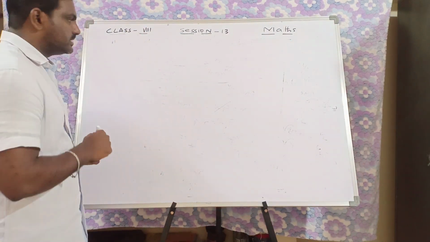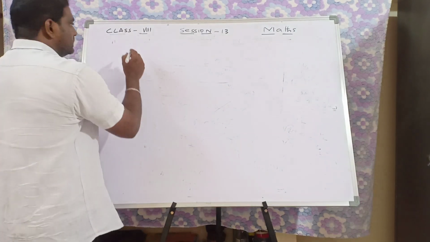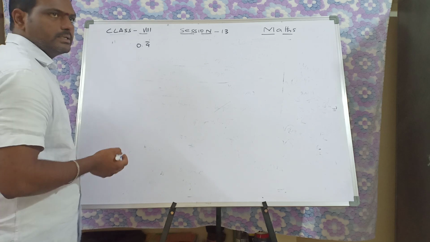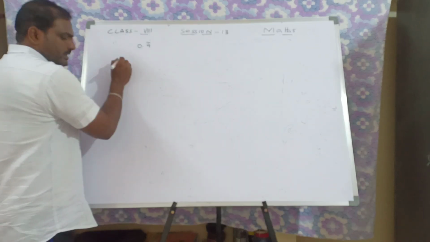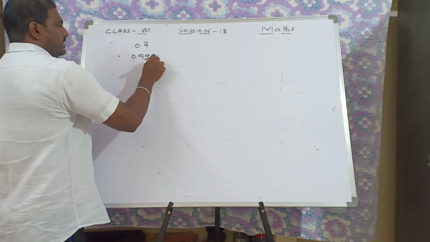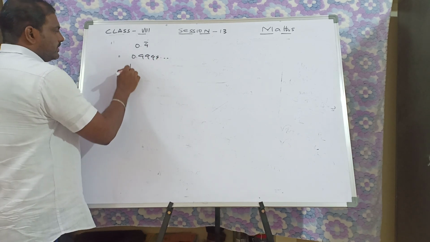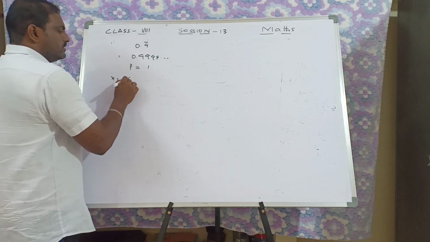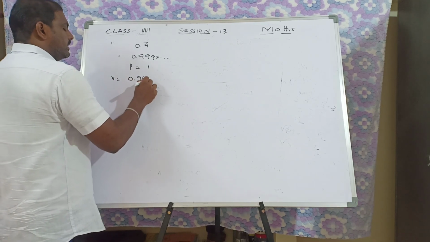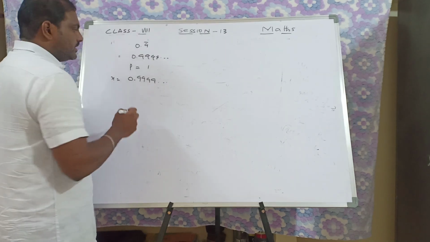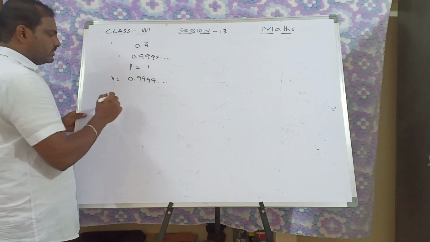The first one, which almost all the students did correctly, is 0.9 bar. What is 0.9 bar? It is nothing but 0.9999 and so on. Here the periodicity is 1. So let x be equal to 0.9999 and so on. Since the periodicity is 1, what do we have to do? Multiply with 10 on both sides.